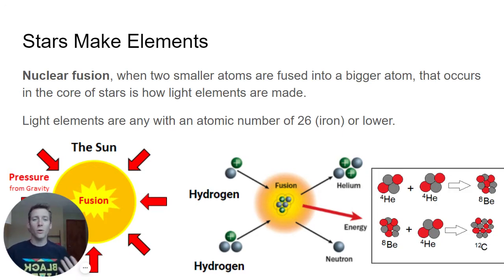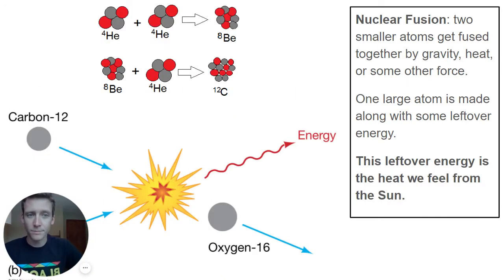As stars get older and older, they get bigger and bigger. They get heavier and heavier. That gravity continues to cause nuclear fusion to occur. And even those bigger elements that are made as a part of fusion, they also get fused into even bigger elements. So this is how elements are created as well, actually.